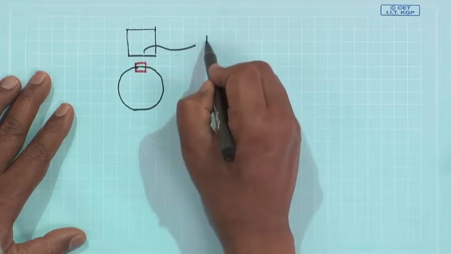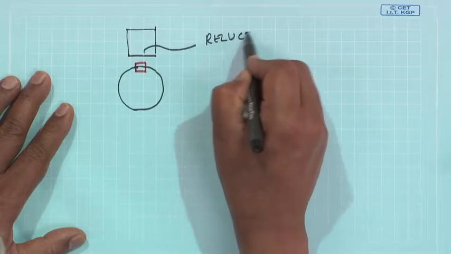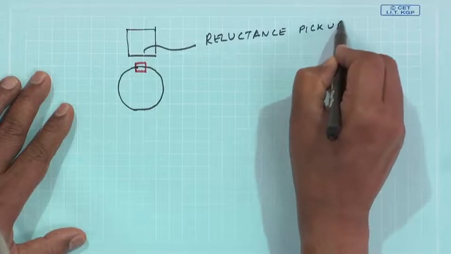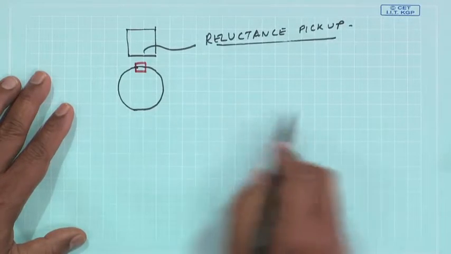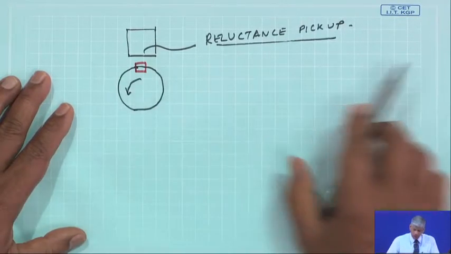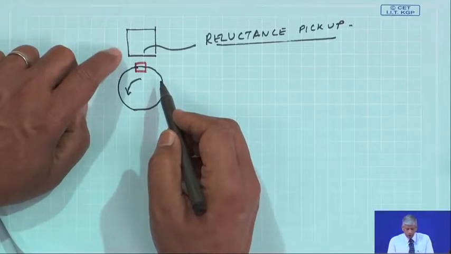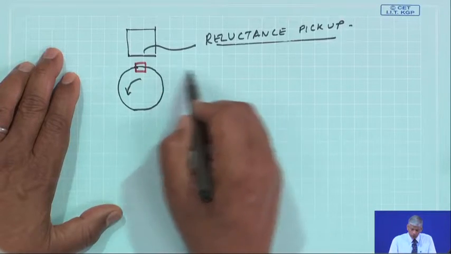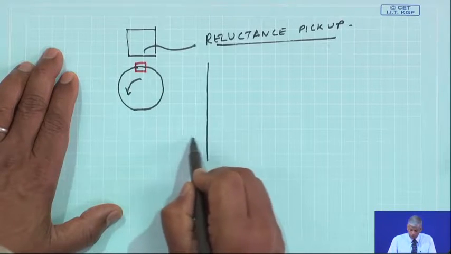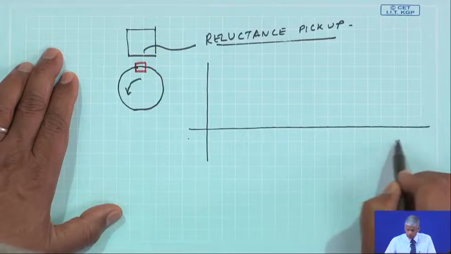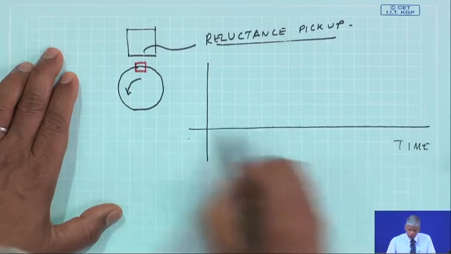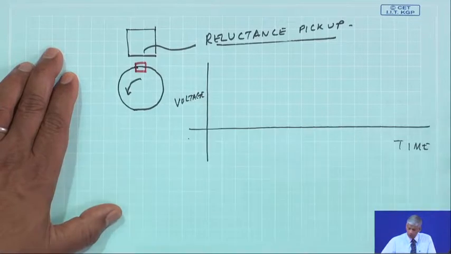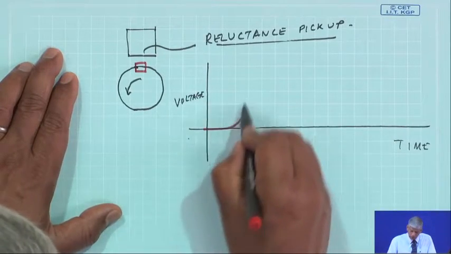of course, there is a casing and all that. So, this is a reluctance pickup. So, what happens if the shaft is rotating? Each time the key comes below this reluctance pickup, the gap is going to change. So, there will be a change in the voltage. So, if I look just in time domain, at the voltage coming from this reluctance pickup, I would get peaks like this.